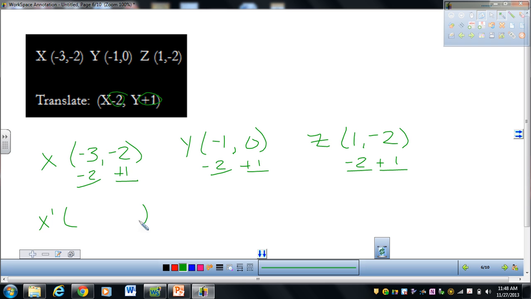So for my x point, it's going to be negative 3 and negative 2, which is negative 5, and negative 2 plus 1, which is a negative 1. And I've got y prime, which is negative 1 and a negative 2, which equals negative 3, and 0 plus 1 is 1. And z prime is 1 and negative 2, which gives me a negative 1, and negative 2 and 1 is also a negative 1. So I've got my new points there.